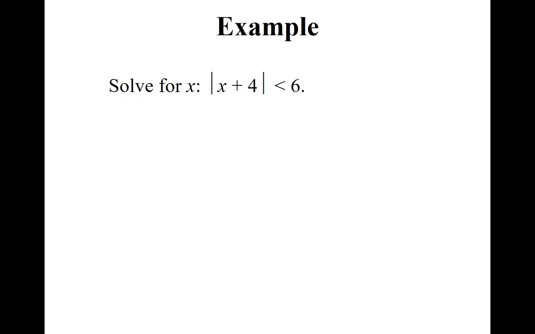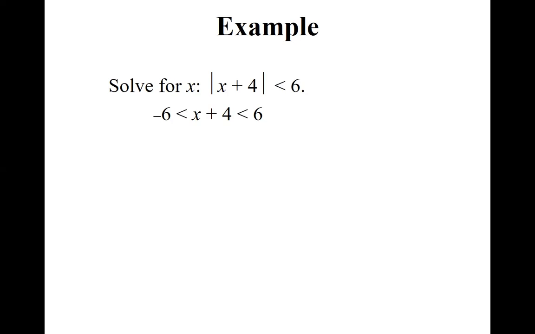We want to solve for x. The absolute value of x plus 4 is less than 6. So we want to make that x plus 4 is between -6 and 6. Drop the absolute value symbol, add another less than onto the left, and then since we had 6 on the right, put -6 on the left.